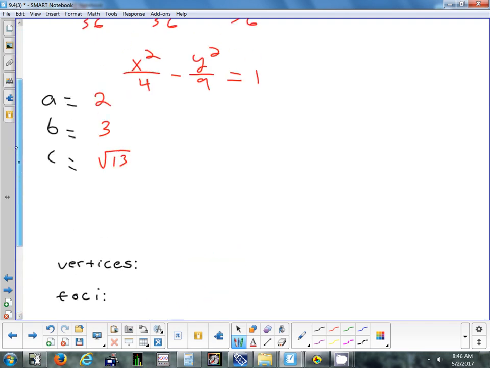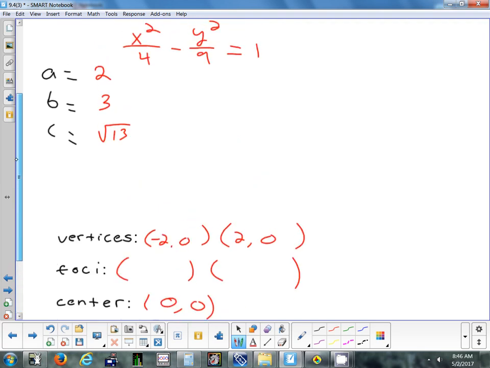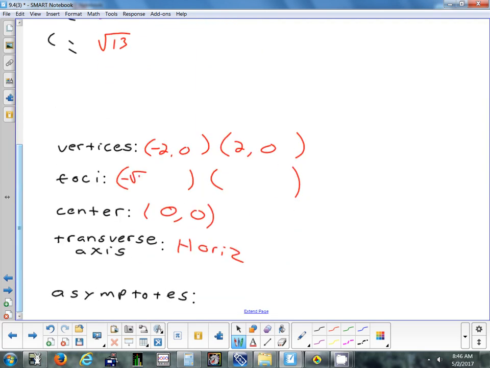How many units away from the center are the vertices? 2 units horizontally away from it. So what would be the coordinates? Foci? How many units away from the center are they? Square root of 13, left and right. So negative root 13, positive root 13.